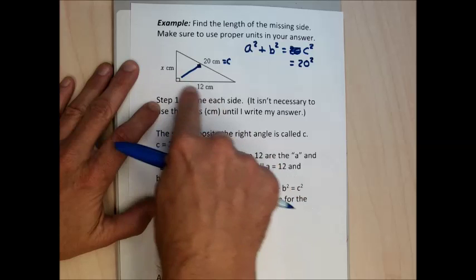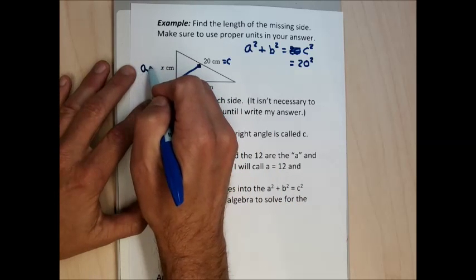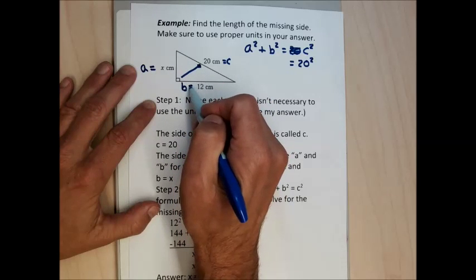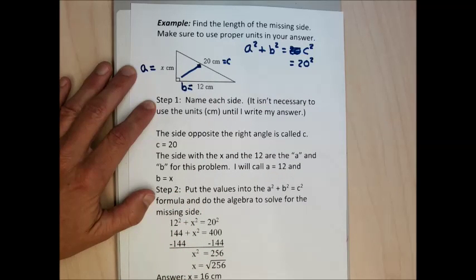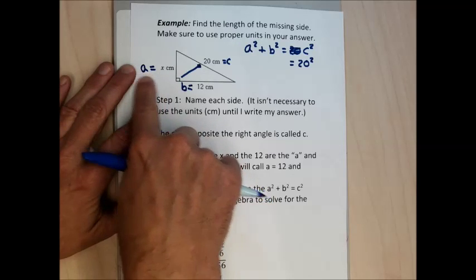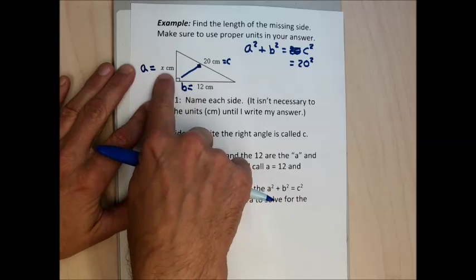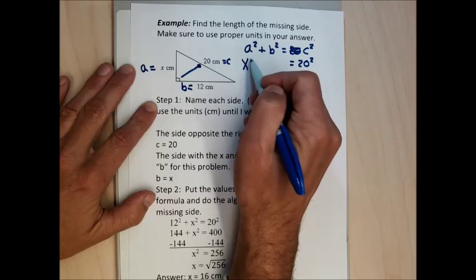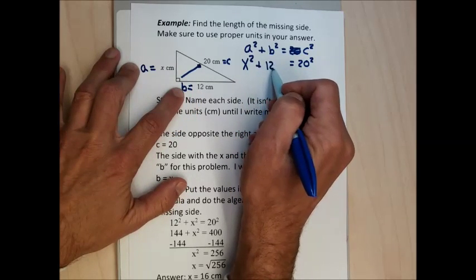These two sides, one needs to be a and the other needs to be b. I'm going to call this side the a and this side the b. Although when I look down here at how I figured out my answer, I did it backwards. This is because I'm not consistent and it doesn't matter. It doesn't matter which side of the legs you call A and which you call B. So I'm going to call the A x centimeters, and so I'm going to plug an x in for the A and a 12 in for the B.